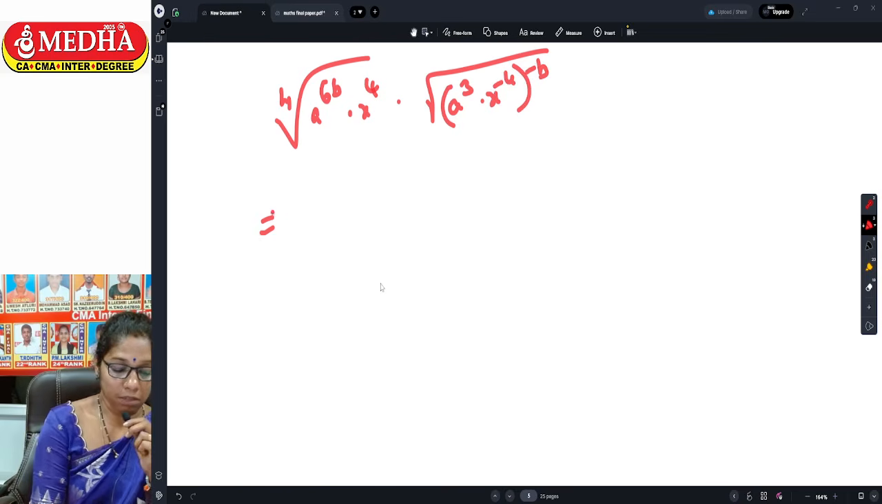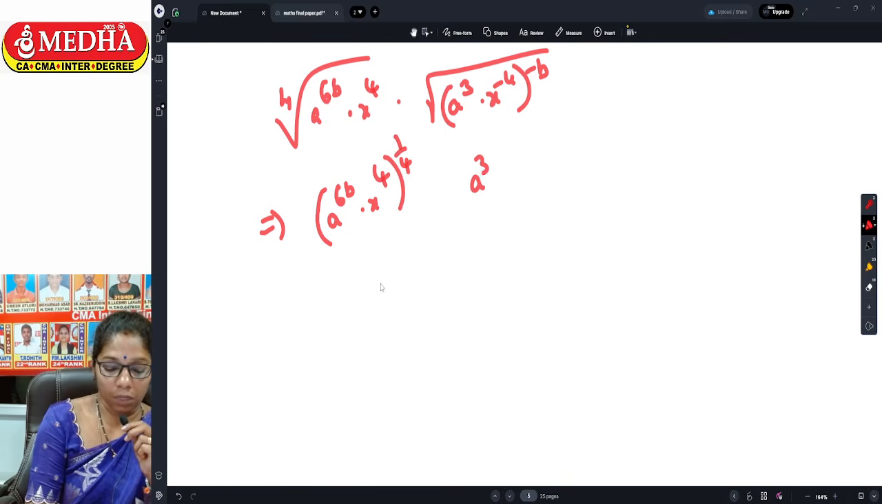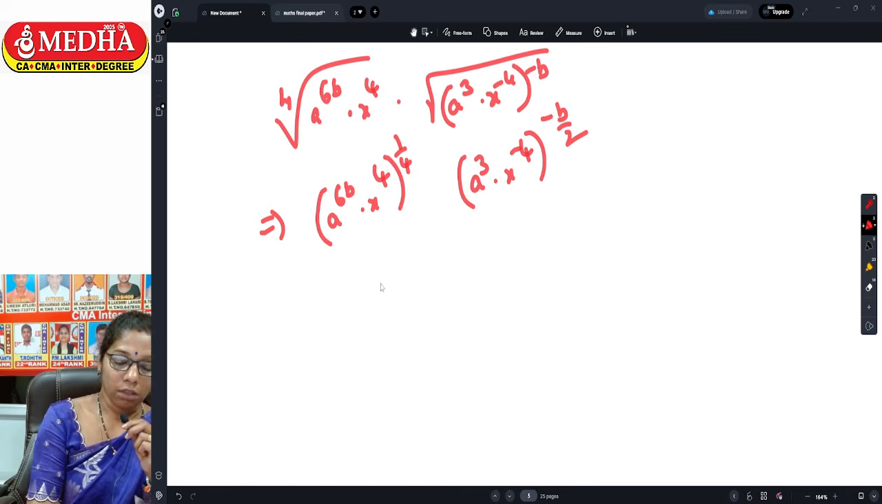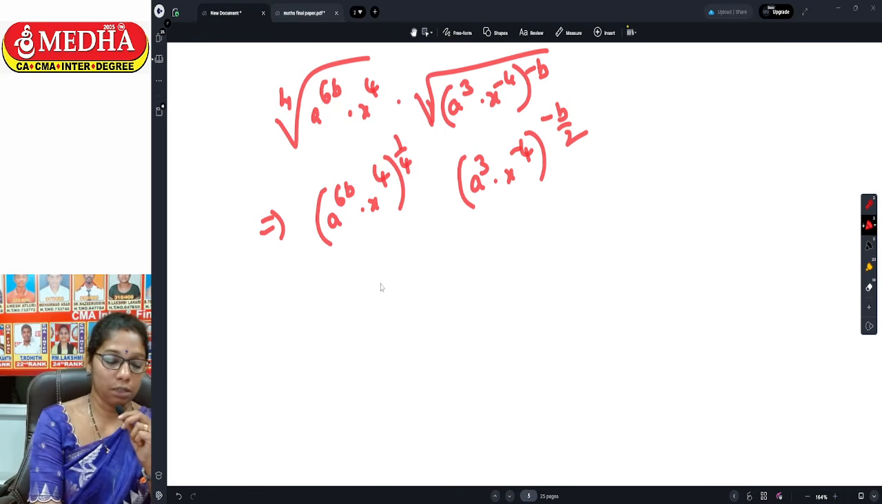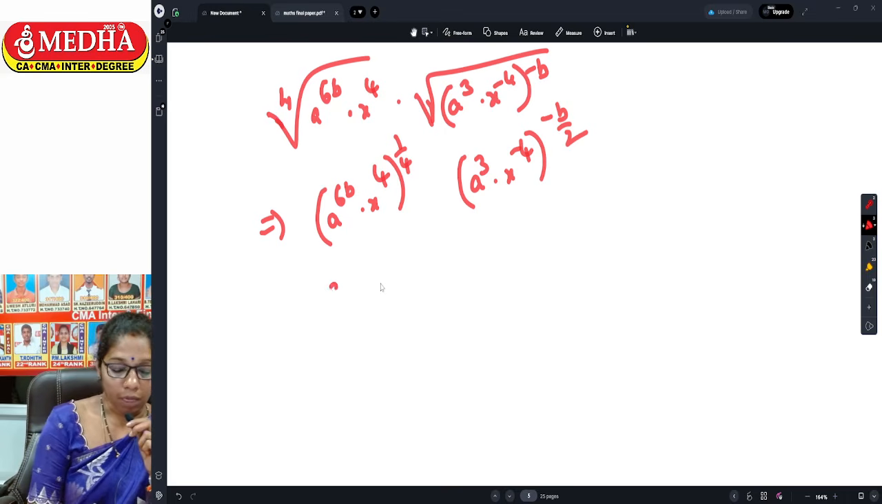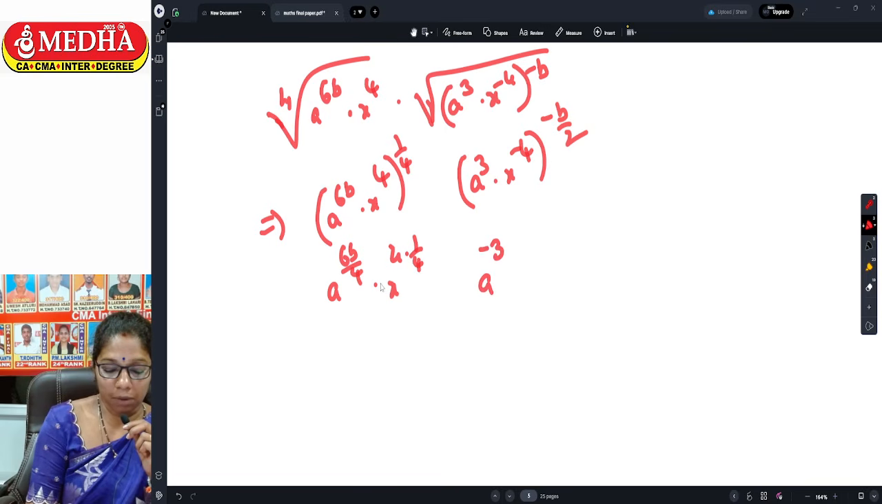So to simplify this, a to the power of 6b x to the power of 4 whole power 1 by 4, and a cube x power minus 4 whole power minus b by 2. The order of the third is 2 and here the fourth root, so 1 by 4, and this is minus b by 2. A to the power of 6b by 4 and x to the power of 4 into 1 by 4. A to the power of minus 3b by 2 and x to the power of 4b by 2.